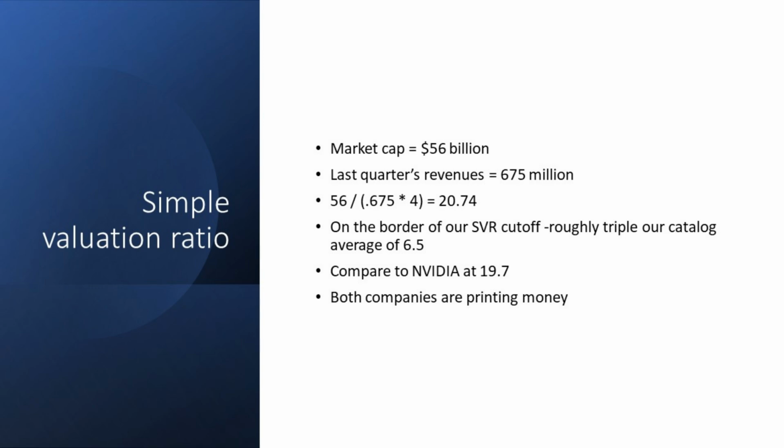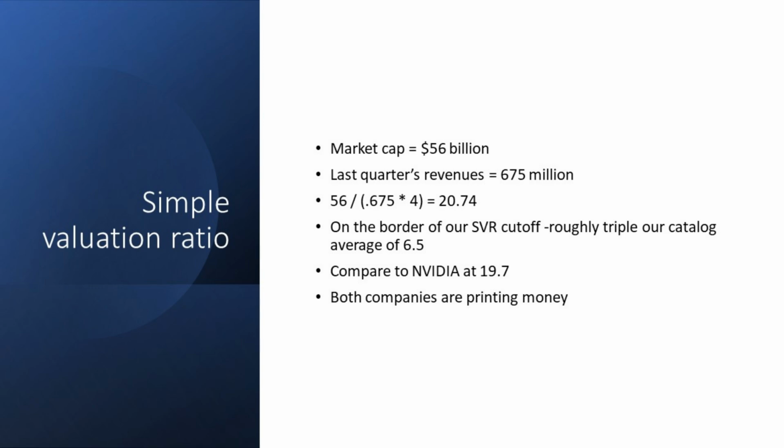So this is right on the border of our simple valuation ratio cutoff, which is 20. And that's a nice round number, but it also happens to be roughly triple our catalog average of 6.5. So I think we calculate this for around 190 stocks in our tech stock catalog. That average is 6.5. So this company is trading fairly rich.